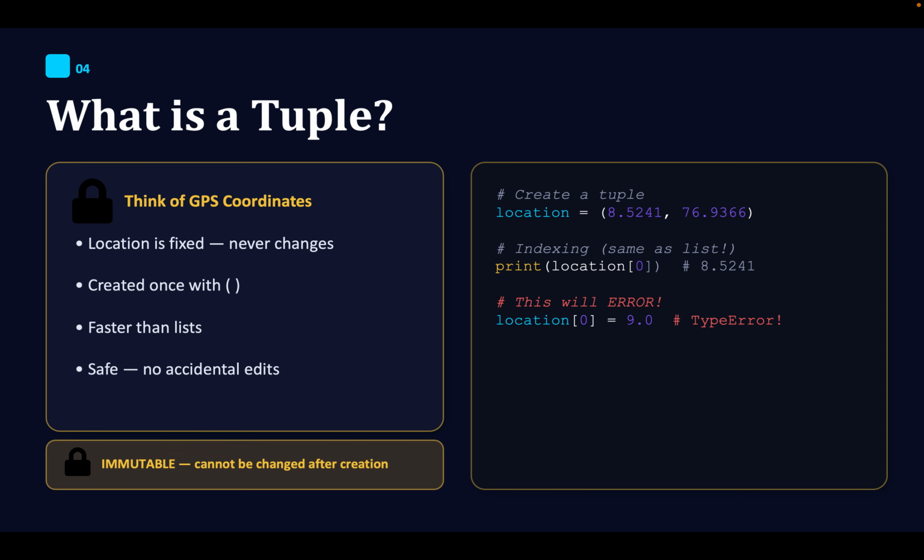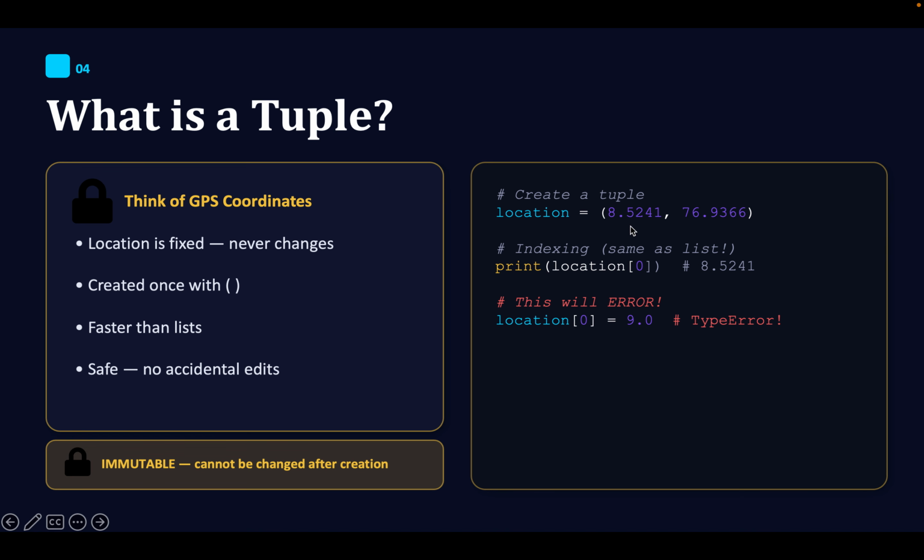So in such cases, if you have a task in hand which doesn't allow any modification, you can use tuples. Tuples can be created with round brackets, and they usually perform faster because we cannot modify them. That is why, when the task at hand is simple, it will occupy less memory, so it is faster, and also it is safe, with no accidental edits. If you try to perform any alteration, it will throw a type error. Actually the keyword here is tuples are immutable. It cannot be changed after creation.